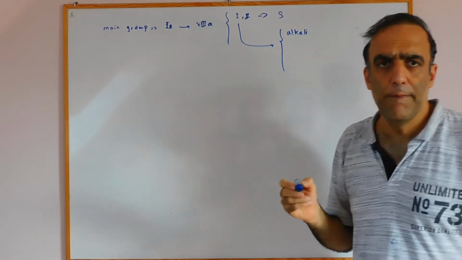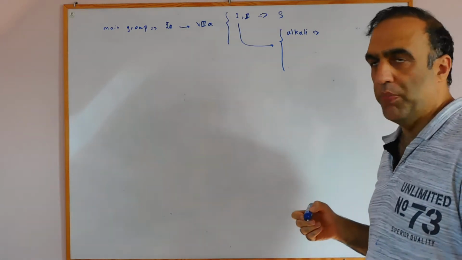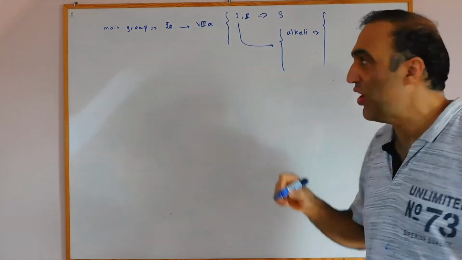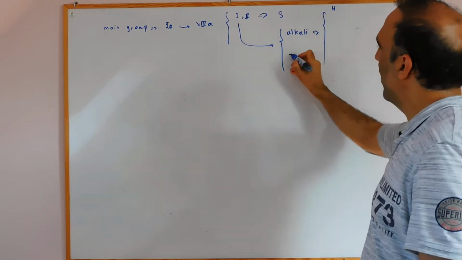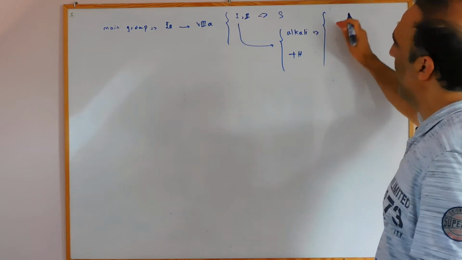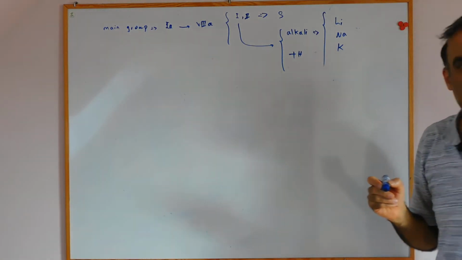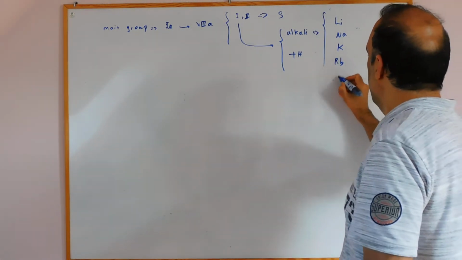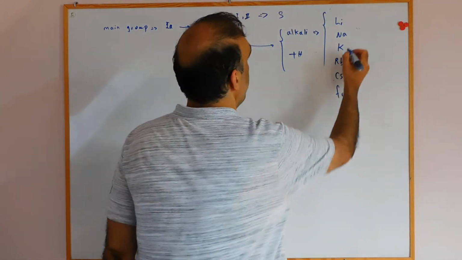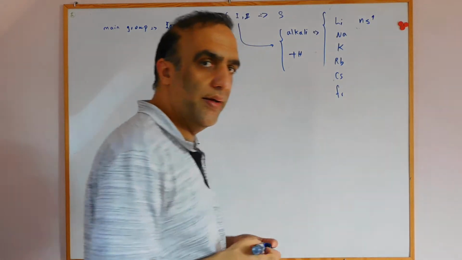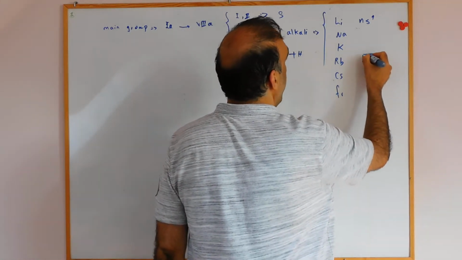Then I can say the first group is the alkali metals, which start from lithium. The exception is hydrogen, at the top of group 1. So hydrogen plus lithium, sodium, potassium, rubidium, cesium, and francium. All of these elements have ns1. As you see here, in the s orbital they have just one electron.